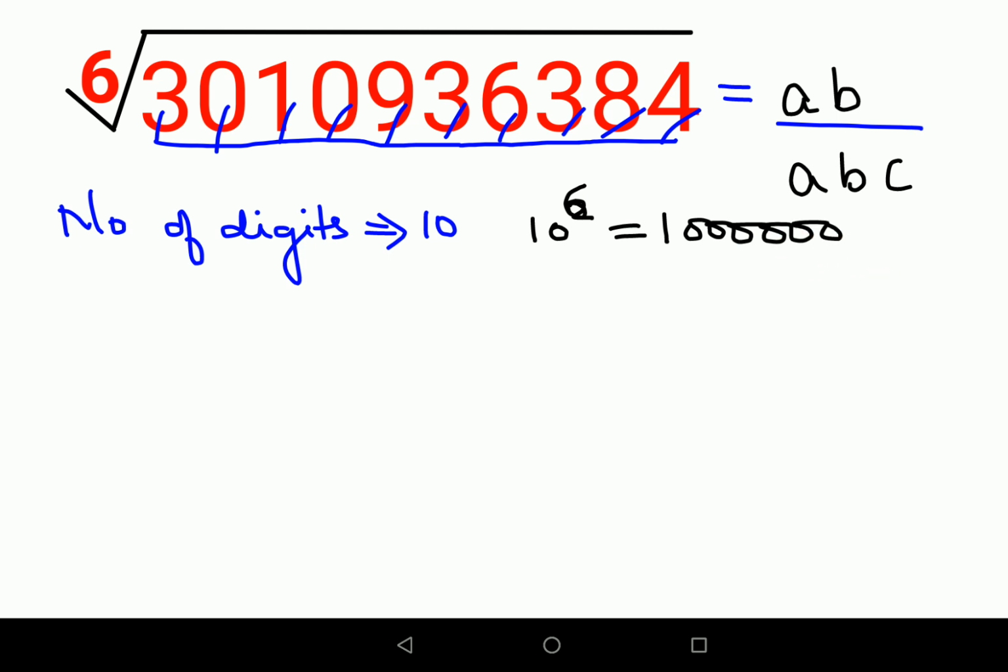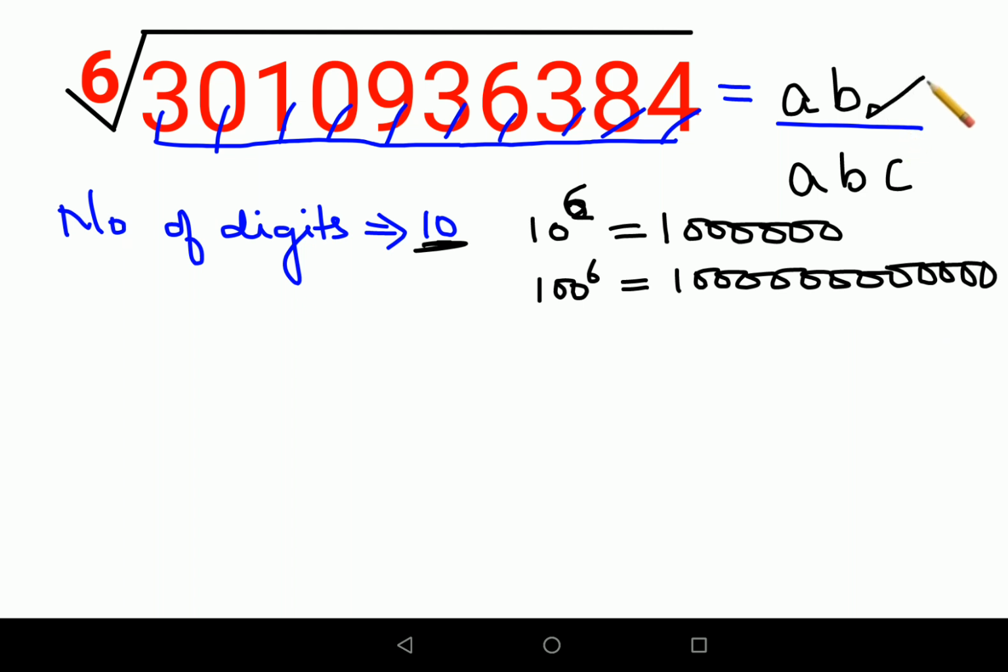Now what happens when we change the number and make it 100 raised to 6? In that case, we have 1 and how many zeros? 12 zeros. So this is 1, 2, 3, 4, 5, 6, 7, 8, 9, 10, 11, 12. This is much bigger than the number of digits given here, which is 10. So by default we can say the answer will be a 2-digit number, not a 3-digit number. This is very important for everyone to remember.